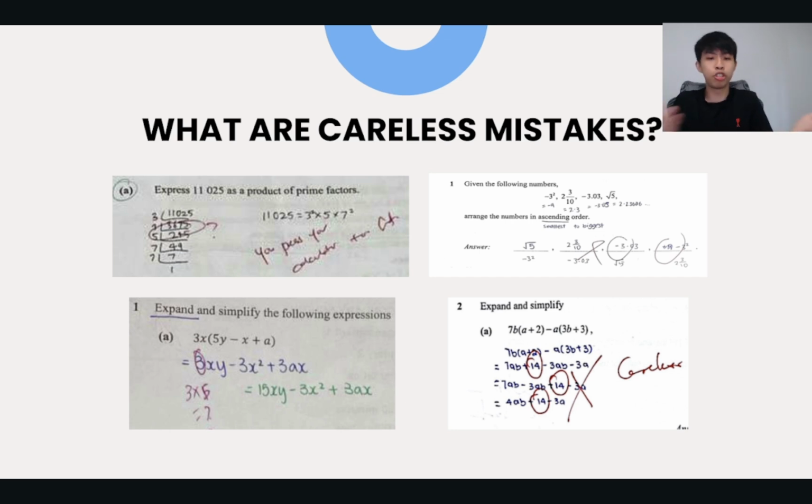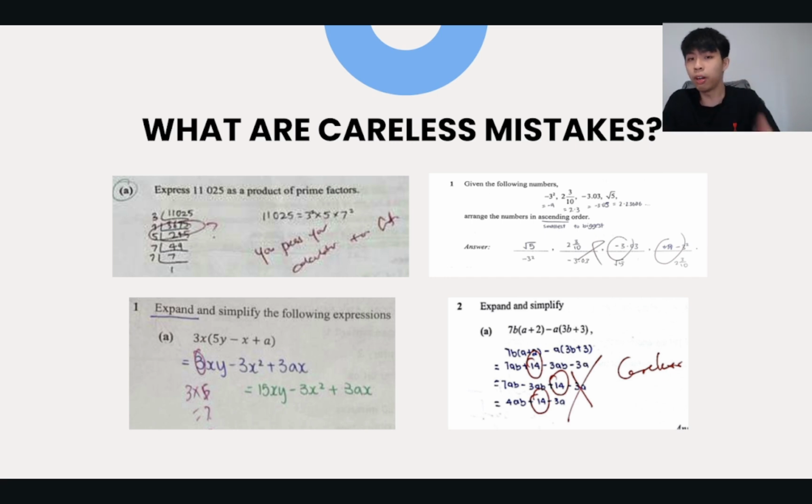Bottom left, algebra, 3x times 5y, a common careless mistake when it comes to multiplication, but definitely could have been avoided. Top right-hand corner, ascending, descending, and then messing up the calculation, and then expanding another algebra type of question. So you can see these are careless mistakes. Given more time, the student or yourself could have avoided them. So when you get your script, go and calculate how many marks you have lost due to careless mistakes.